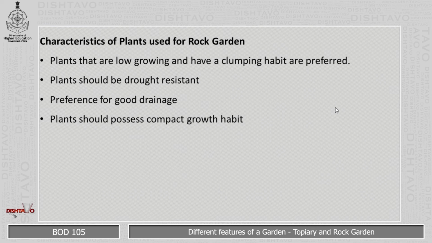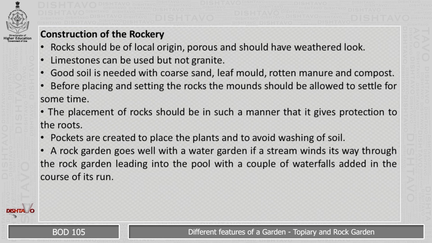Then characteristics of plants used for rock garden. Plants that are low growing and have a clumping habit are preferred. Plants should be drought resistant. Preference for good drainage. Then plants should possess compact growth habit.